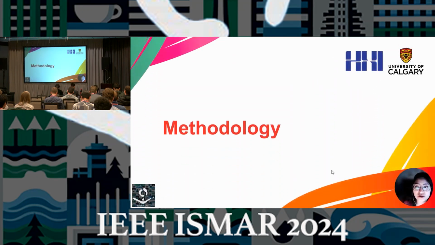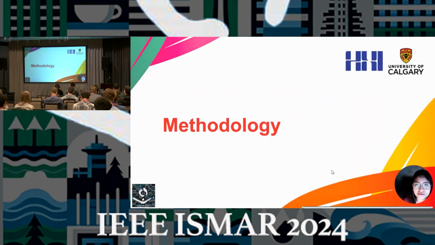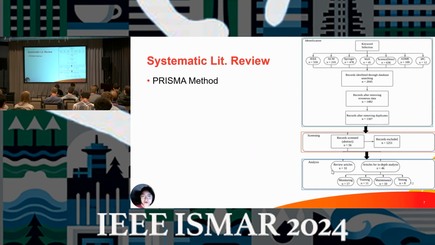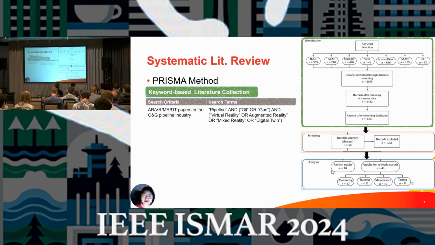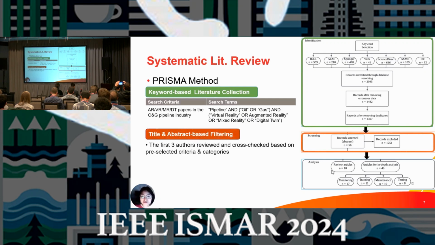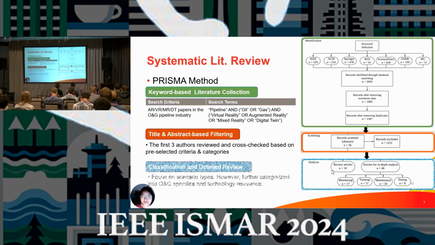Next, let's talk about the methodology. For our systematic review, we used the PRISMA method to gather keyword-based literature, yielding over 2,000 initial records. After removing errors and duplicates, 3 authors screened the titles and abstracts, narrowing it down to 56 relevant records. After separating 10 literature reviews, we categorized the remaining 46 papers by scenario types for detailed analysis.